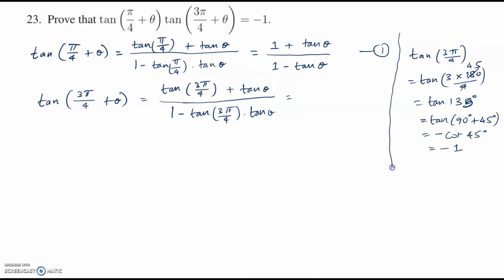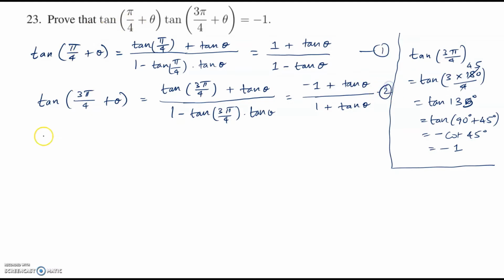So let's put this value of tan 3 pi by 4 into this. So this will now be minus 1 plus tan theta divided by 1 minus into minus will become plus tan theta. Okay. Now what we are asked to find is the product of 1 and 2.